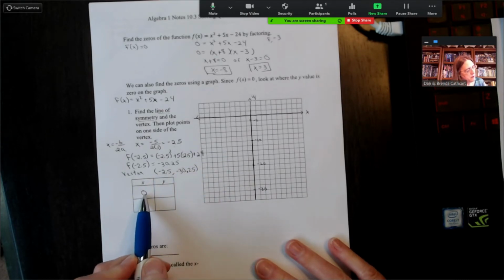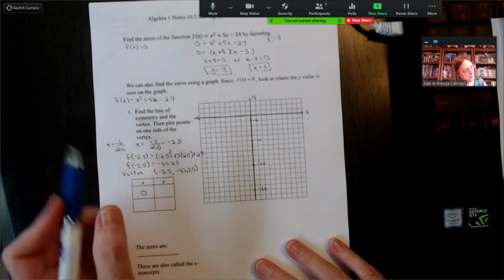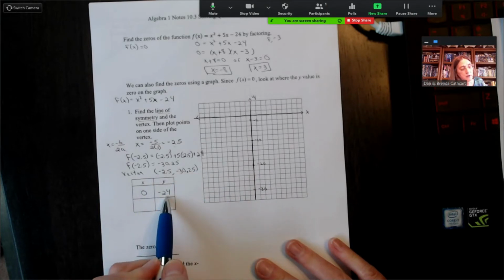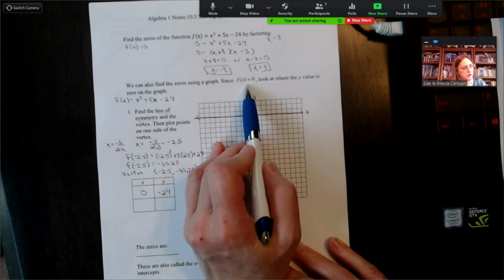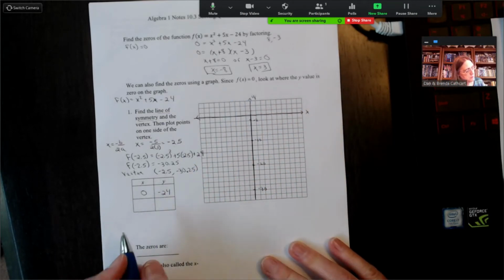So if I plug 0 in, I have 0 plus 0 minus 24. Our y values, notice, aren't anywhere close to 0, and that's what we want to find on the graph, where the y values are close to 0. So let's choose something bigger.